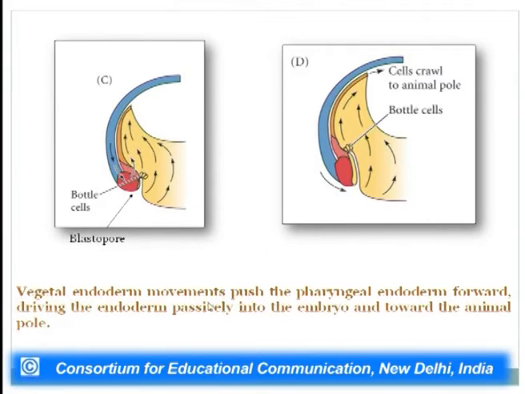So vegetal endoderm movements push the pharyngeal endoderm forward, driving the endoderm passively into the embryo and towards the animal pole. And this also reflects another important phenomenon, that as the cells are moving, the composition of the blastopore will keep on changing. Right now it is basically formed by the endodermal cells, but we will see as these cells start moving inside, the mesodermal cells start moving inside, they will form the cells of the blastopore. So the composition of the cells of the blastopore will keep on changing.